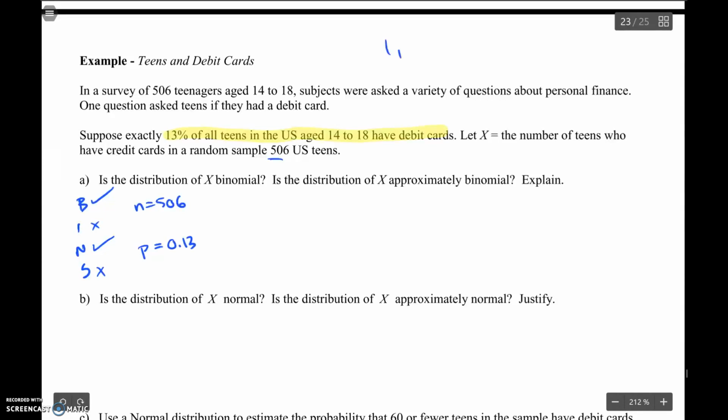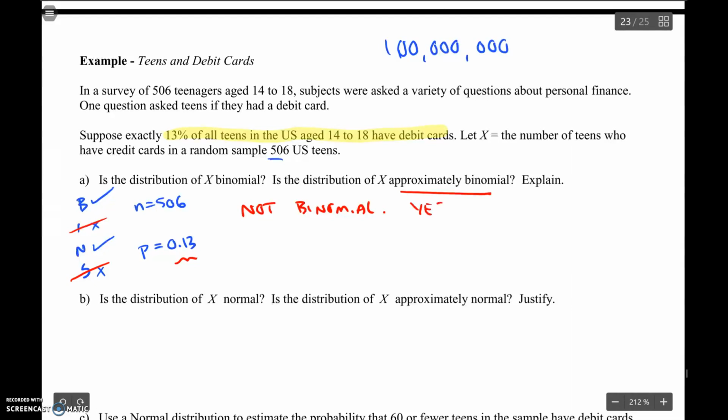You know, there's maybe like, I don't know how many, 100 million, I don't know how many million teens there are in the US, but there's a lot. There's millions and millions of teens, right? But if 13% of them apparently have debit cards, and you take one of those out of that population, it's going to ever so slightly change the probability that the next one is. We've talked about this before. We do not have independence. So technically, it's not binomial.